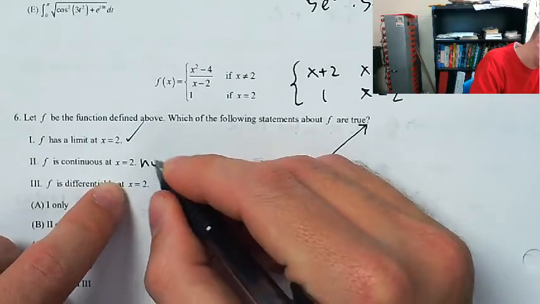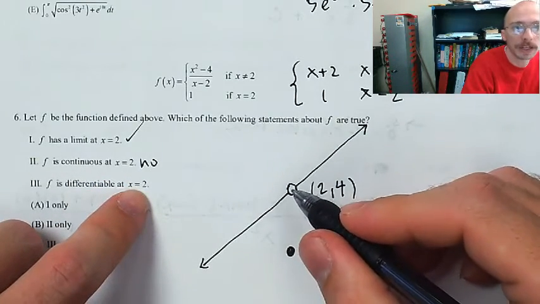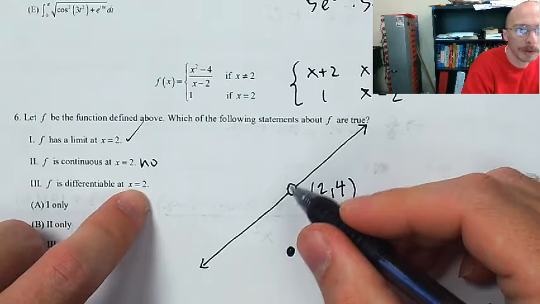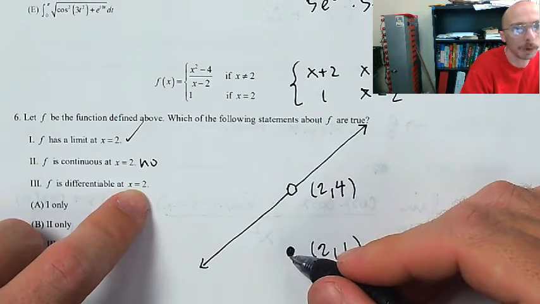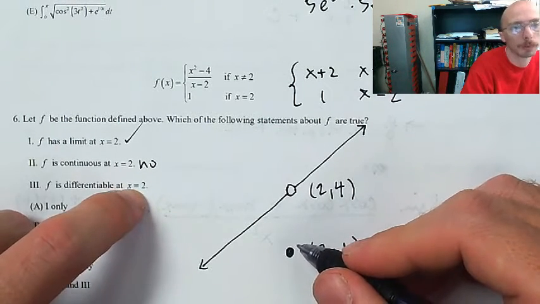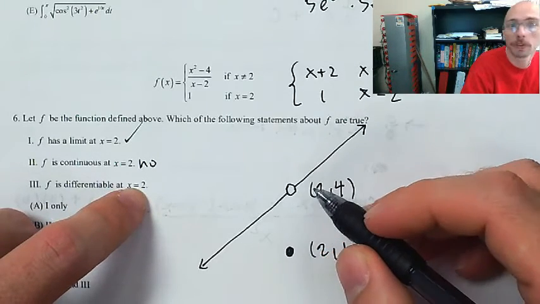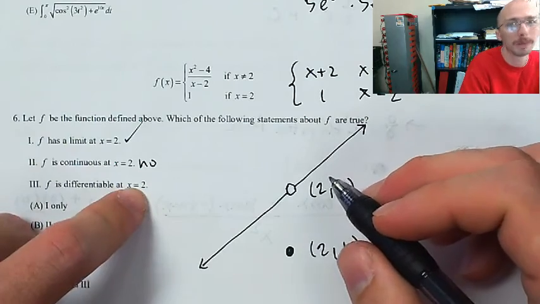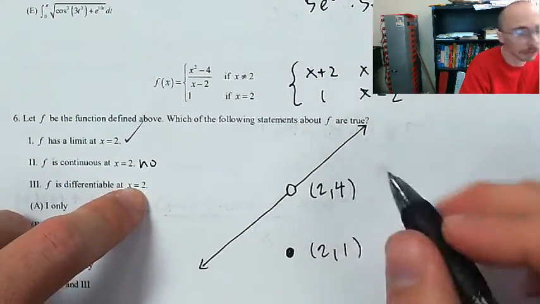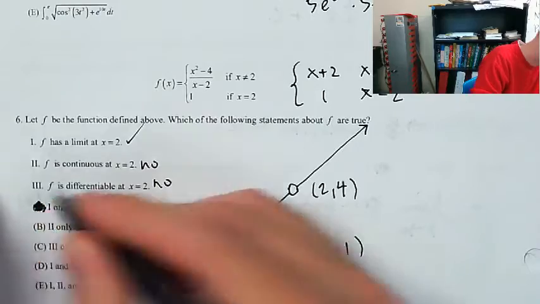Okay, F is differentiable at x equals 2? No, I can't put a tangent line in here because there's no actual function to lay the tangent line on. Moreover, if I tried to lay the tangent line in where the function was, I wouldn't have any slope, right? I wouldn't know which way to go. And also, we know that if a function is differentiable, then it's continuous. That means if it's not continuous, it doesn't have a chance to be differentiable. So I'm going to say no to that one and choose 1 only.